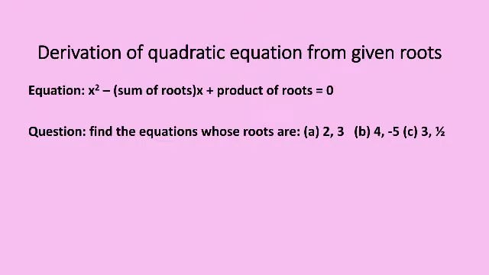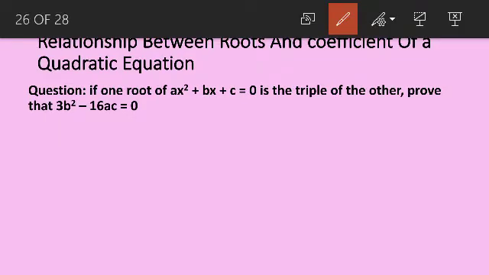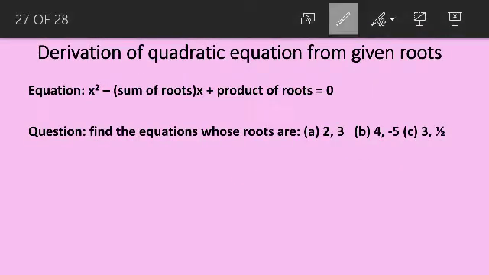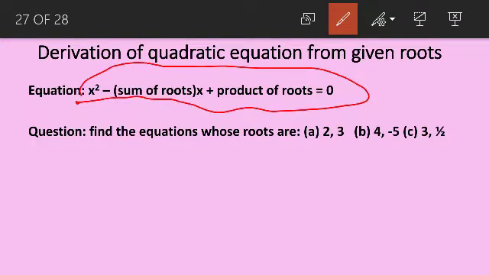In this video, we are going to look at derivation of quadratic equation from given roots. When the roots of the equation are given, the quadratic equation can be derived using the simple equation: x squared minus sum of roots x plus product of roots equal to 0. So when I'm given the roots of an equation, all I need to do is add the roots, then multiply the roots, and substitute into this equation.